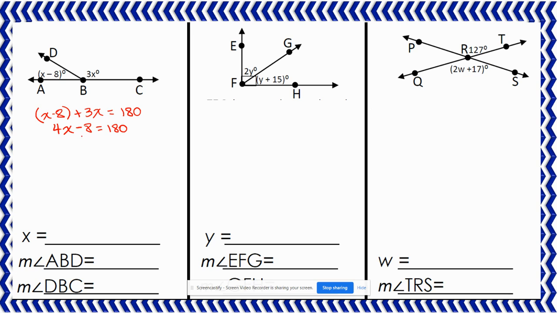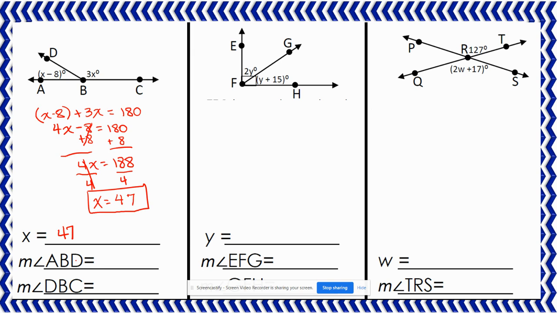Now, to get my x by itself, I'm going to add 8 on both sides. These will cancel and leave me with 4x equals 180 plus 8 is 188. Then I divide by 4 on both sides. These cancel. Then I'm going to do 188 divided by 4, and that leaves me with 47. So x is equal to 47.